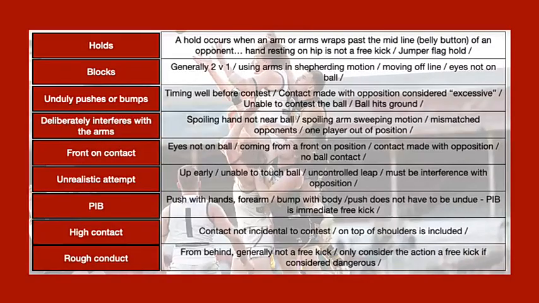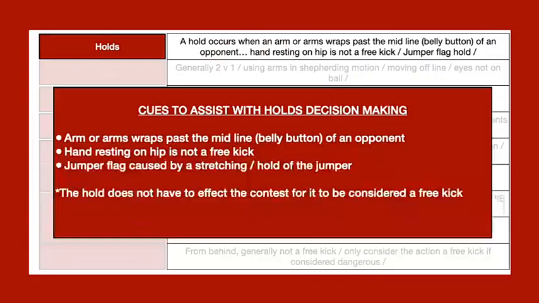What I'm planning to do now is go through each one of those types of free kicks with some examples and explanations. Let's go to holds first. A hold occurs when an arm or arms wraps past the midline of an opponent. Hand resting on hips, not a free kick. Jumper flag, so the jumper extending out from the body, is a free kick. Let's have a look at some.